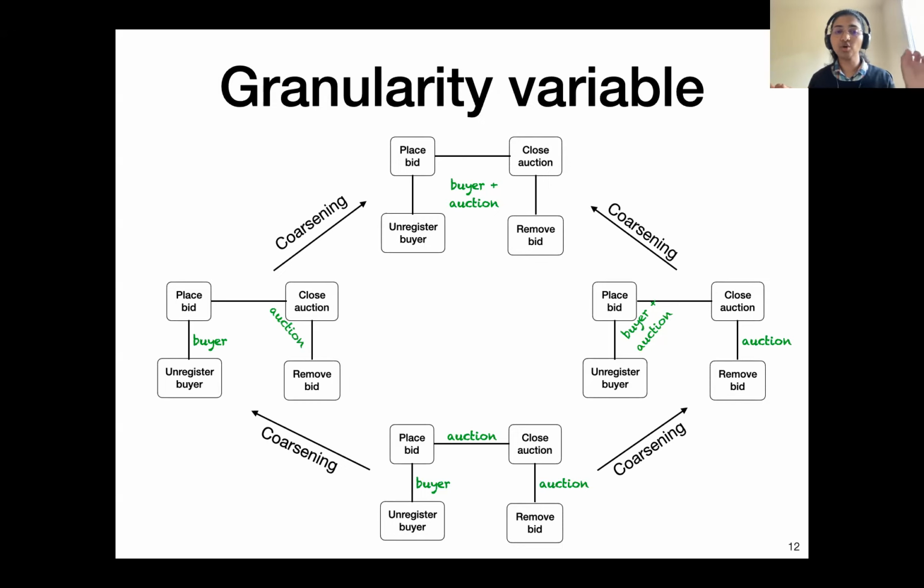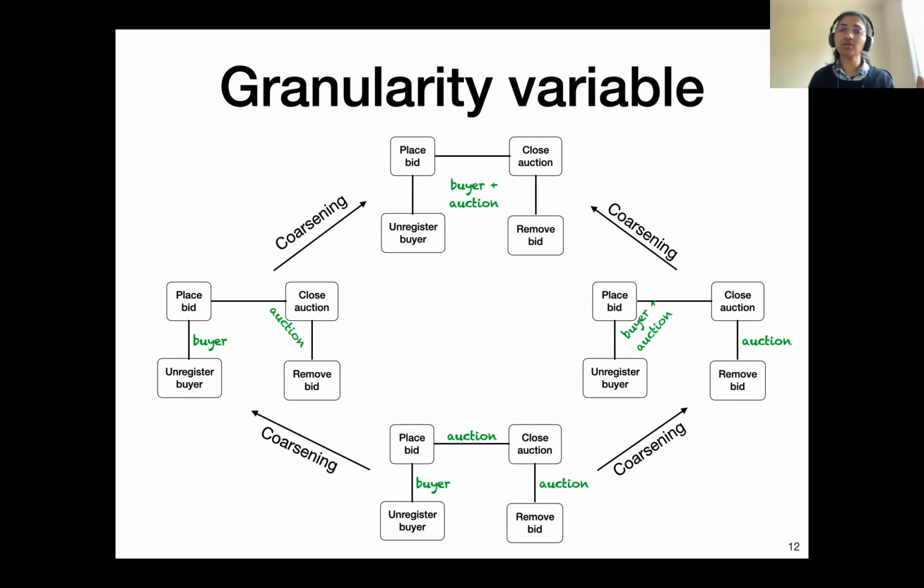So we can either coarsen such that the place bid operation has to acquire only a single lock. That's towards the right. In that case, place bid acquires a lock for both buyer and auction combined, which is shared between close auction and unregister buyer. So now the 3 operations share a single lock, and close auction and remove bid share another lock. So basically, place bid only needs to acquire a single lock.